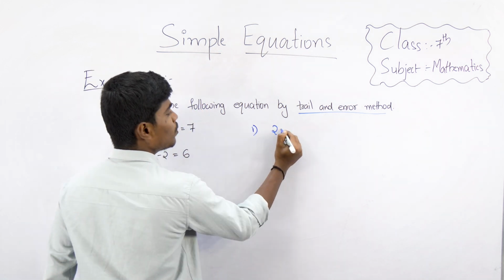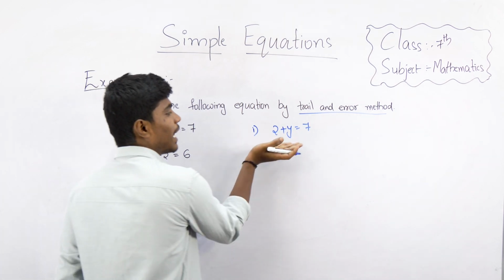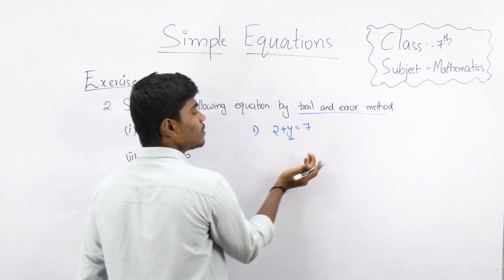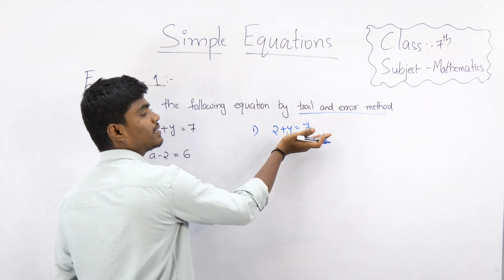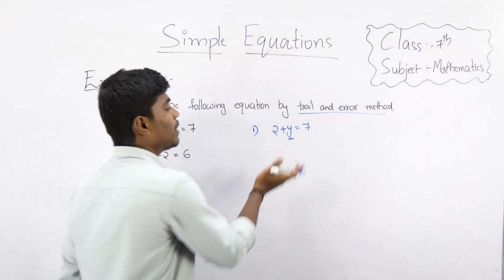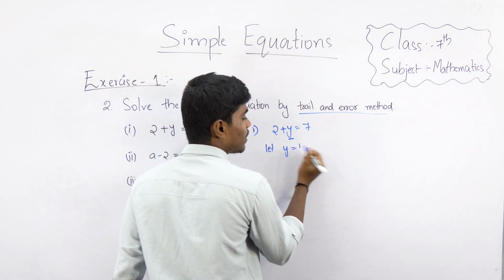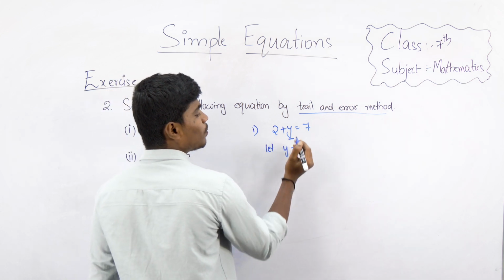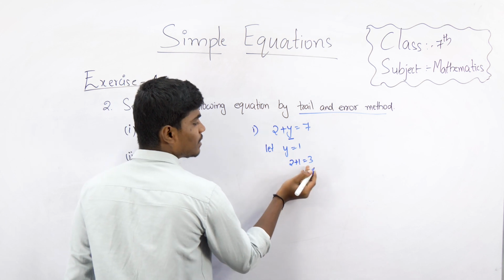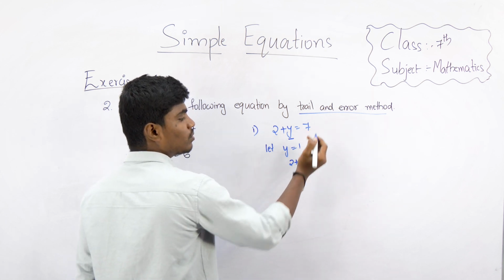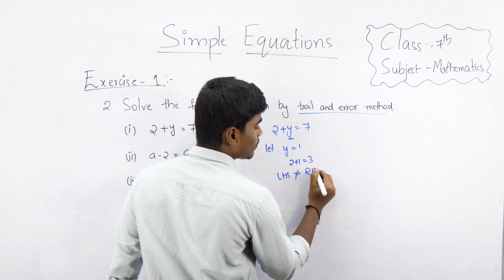First problem, 2 plus y is equal to 7. Here we have to take y values and substitute in the left hand side. If the left hand side is equal to the right hand side, then the value of y is true. So let y is equal to 1. On the LH side, 2 plus y means 2 plus 1 is equal to 3. Here LHS is 3, RHS is 7. So LHS is not equal to RHS, so not true.